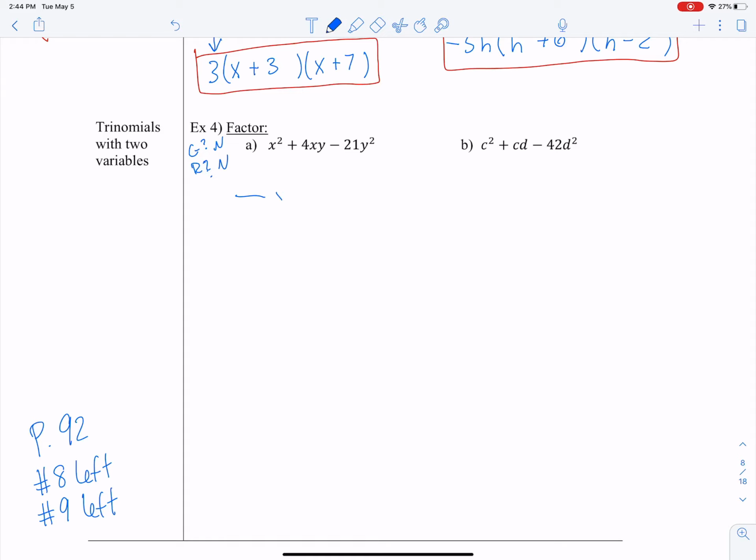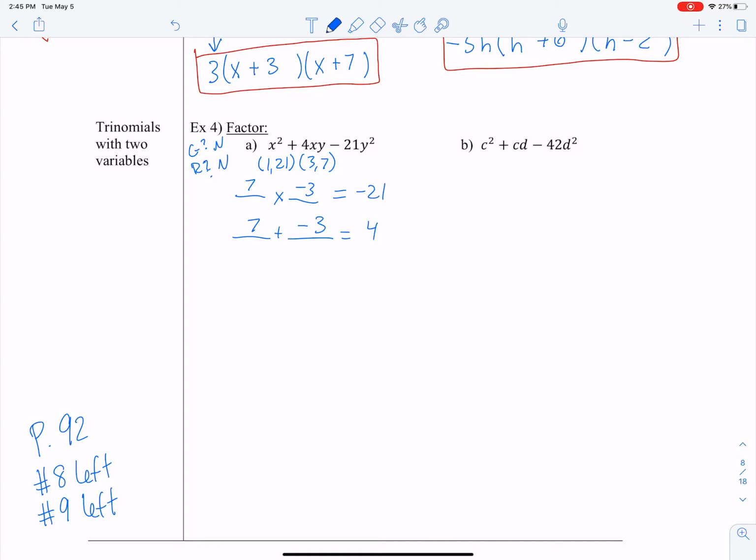So we want 2 numbers that multiply together to give us our last number, negative 21, and 2 numbers that add together to give us our middle number, 4. So we need to write out the factors of 21. We have 1 and 21, and then we have 3 and 7. How are we going to combine these to equal 4? 1 and 21 we can't combine to equal 4, but 3 and 7, yes, we can. So we're going to do 7 minus 3. Whatever we do at the bottom, we're going to do at the top.